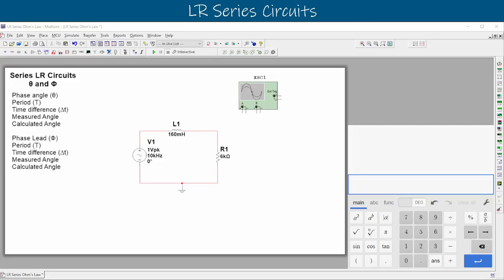In this video, we're going to look back at this RL series circuit, but this time we're going to look at the theta and the phi. That's going to be the phase angle and the phase lead, right?